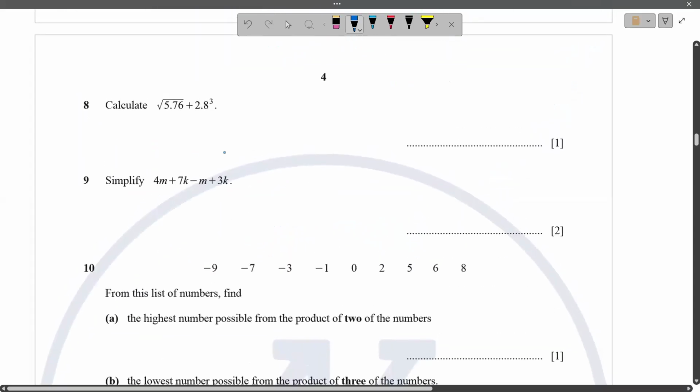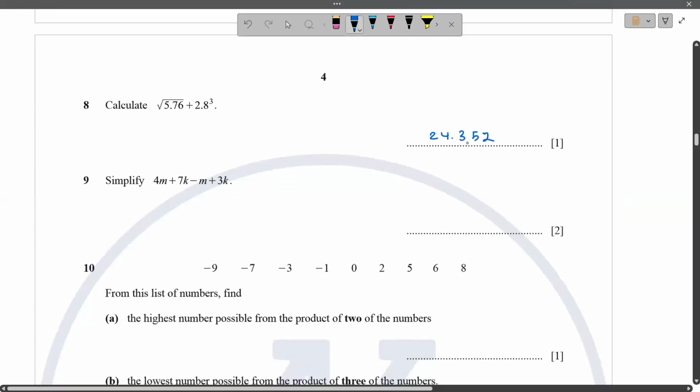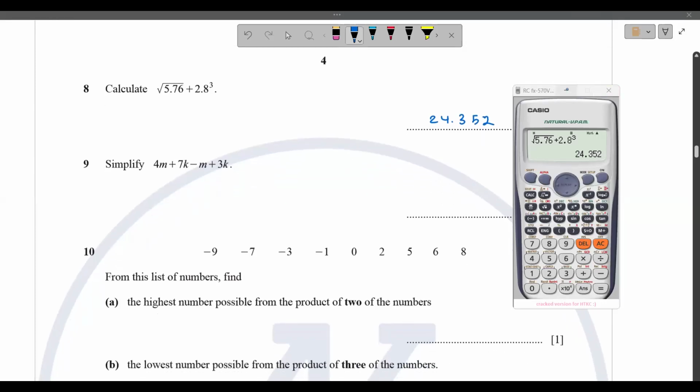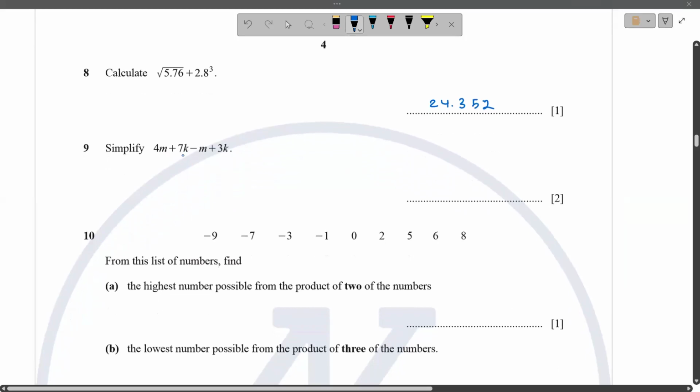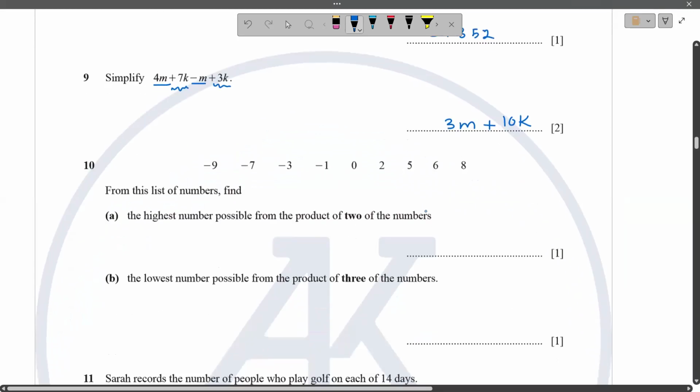Question 8. We can use a calculator to calculate 5.76 plus 2.8 or 3, which is equal to 4.352. Question 9. Simplify to 4m minus m is 3m and positive 7k plus 3k is 10k.